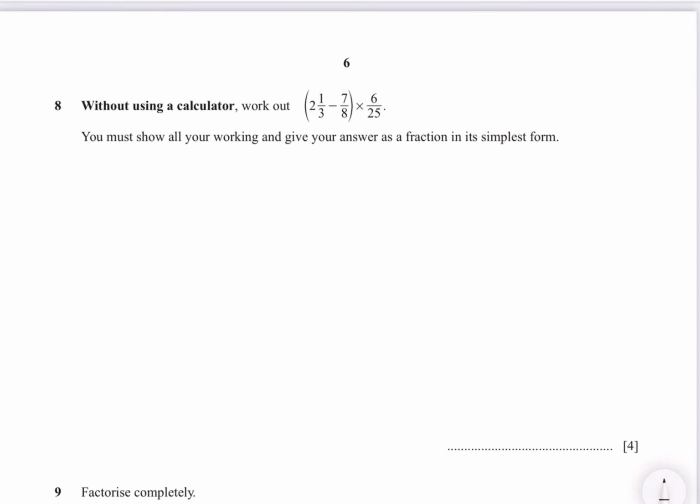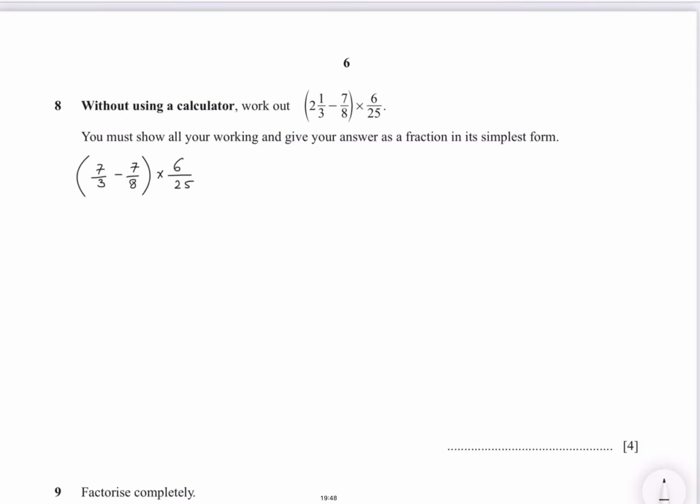Question number 8. Without using a calculator, work out this value. So first of all, you convert the mixed number into an improper fraction. 3 times 2 is 6. 6 plus 1 is 7 over 3 minus 7 over 8 times 6 over 25.